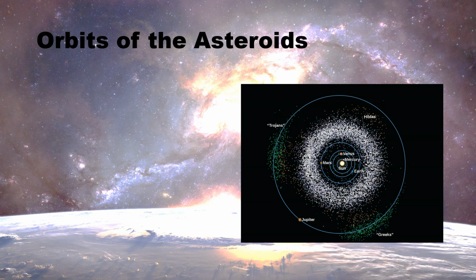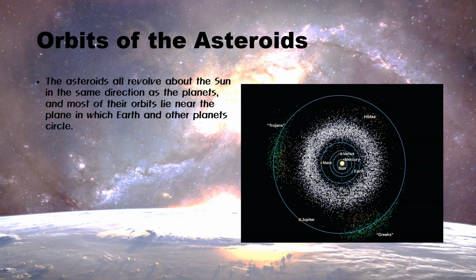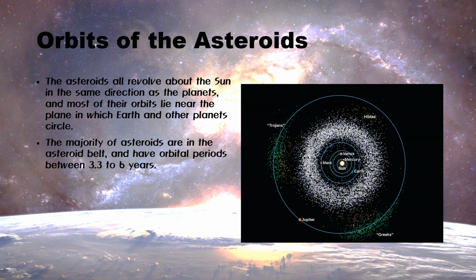So, as we start talking about these orbits of the asteroids, you have to understand, they all revolve around the Sun in the same direction as the planets, and most of their orbits lie near the plane in which Earth and other planets circle. The majority of the asteroids are in the asteroid belt and have orbital periods between 3.3 to 6 years.